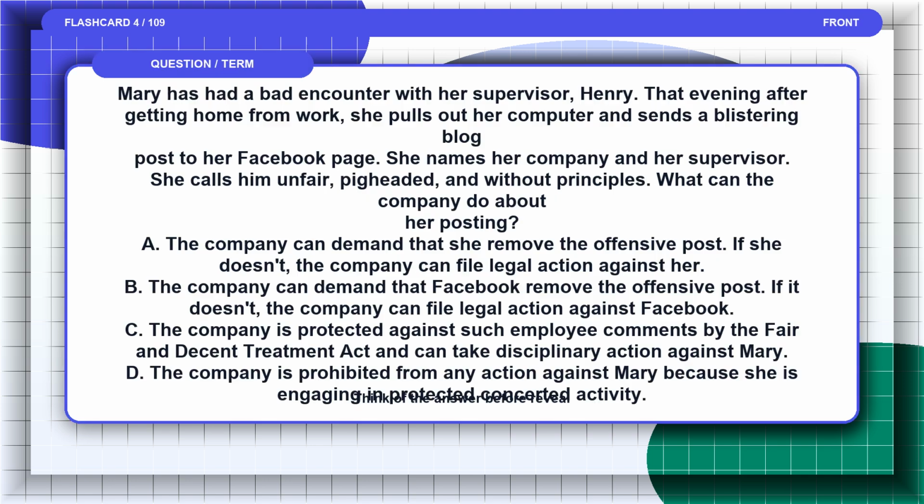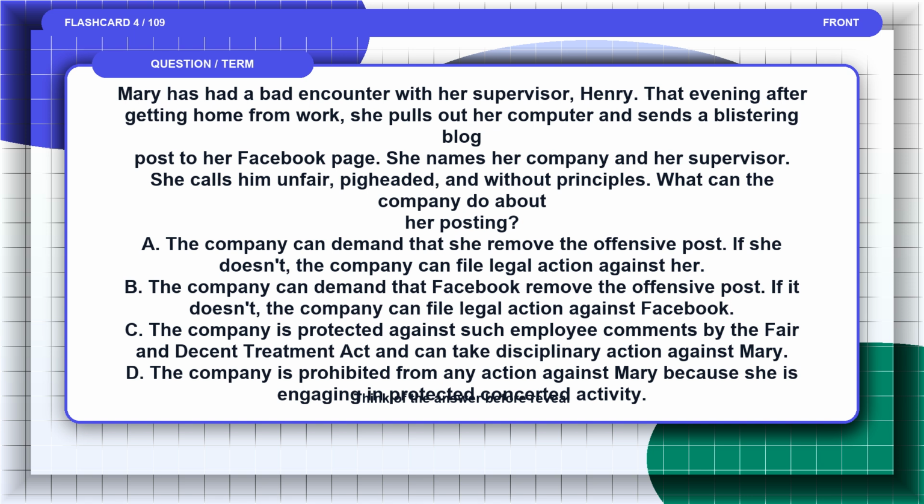Flashcard 4. Mary has had a bad encounter with her supervisor, Henry. That evening after getting home from work, she pulls out her computer and sends a blistering blog post to her Facebook page. She names her company and her supervisor. She calls him unfair, big-headed, and without principles. What can the company do about her posting?